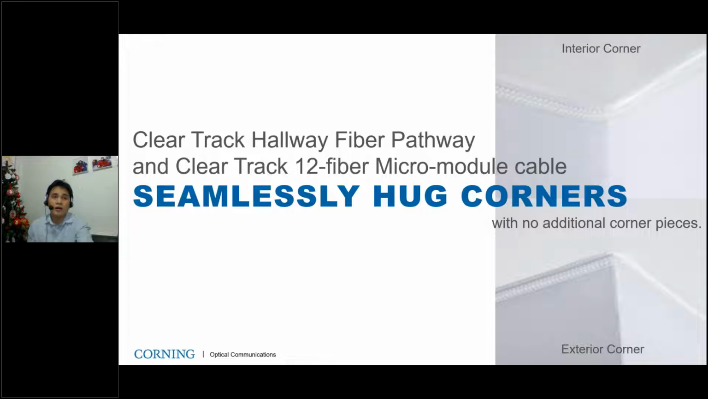Based on observation, cables bent through a 90-degree corner and around obstacles were found to typically impart a 5 mm bending radius. This is particularly evident in miniaturized cables such as micromodule. To address this issue, the ClearTalk hallway is using, as mentioned, an ultra bend insensitive fiber, which is G657B3, and a bending radius of 5 mm. Together with the ClearTalk hallway, it allows installation that seamlessly hugs the corners without additional accessories.